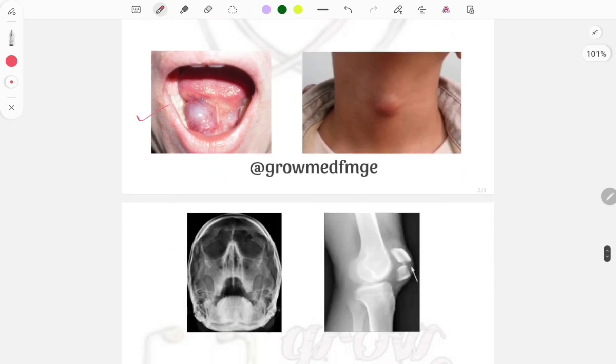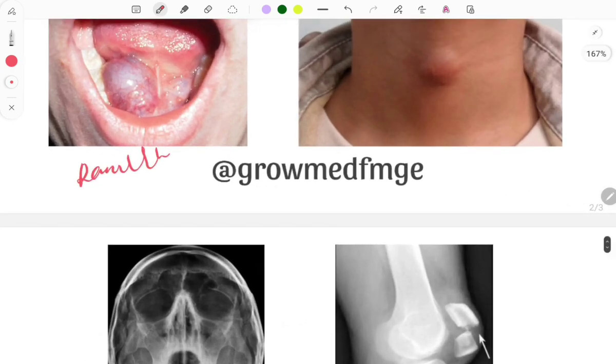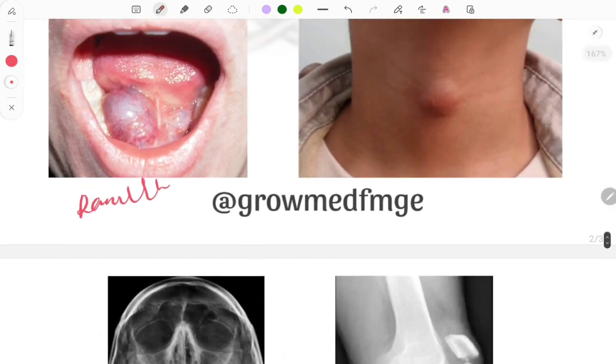Then this is the image of the ranula, and in this image you can see that there is a mucus extravasation cyst under the floor of the tongue. So the most common location is the floor of the tongue, and the questions are asked on the management, how will you manage it. So it is the excision. If it is recurrent, then we will be doing the excision.